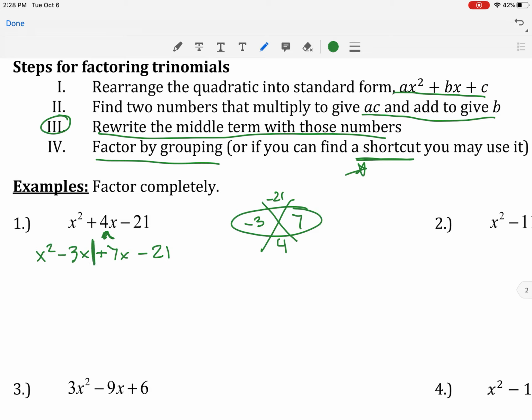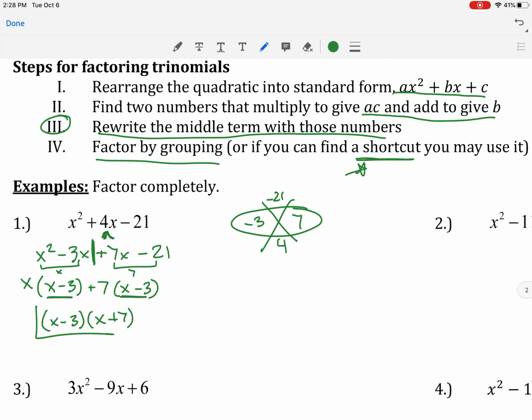So remember your grouping. So we group, pull out the GCF, which is x over here. So we pull out an x. My GCF over here is 7. So I pull out a 7. Divide by 7. Don't forget you're dividing. And then I pull out the GCF from both sides, which is x minus 3.